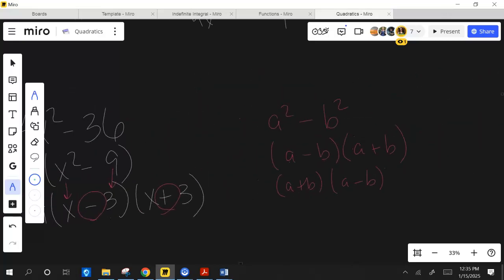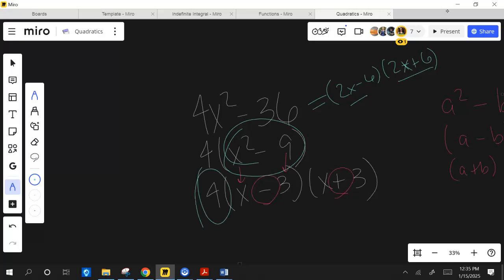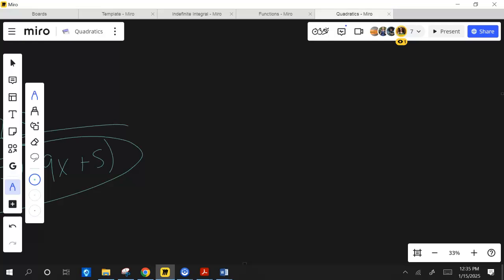So we took a 4 out first, and then x squared minus 9. Now, I could have gone here and said 2x minus 6, 2x plus 6, and then I have a GCF that I could take out. I could take a 2 out of this one and a 2 out of that one, and that's where the 4 comes in. So always take that GCF out first, if you can. All right, is there a difference of two squares, yay or nay?